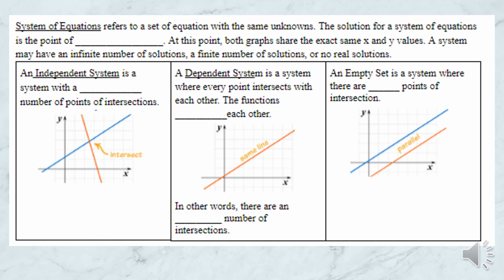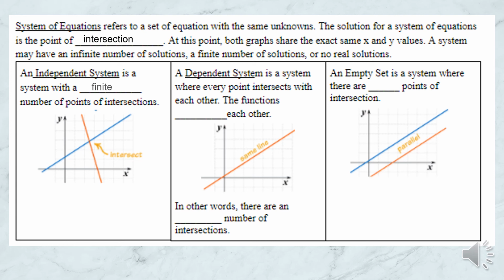Systems of equations refer to sets of equations with the same unknowns, and the solutions are the points of intersection. A point, remember, is x comma y. At this point, both graphs share the exact same x and y values, and a system can have an infinite number of solutions, a finite number of solutions, or no real solutions.